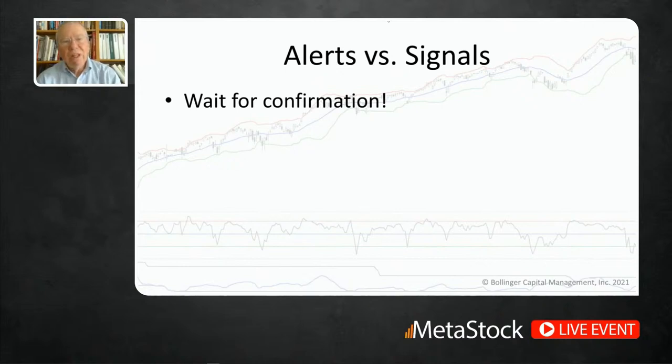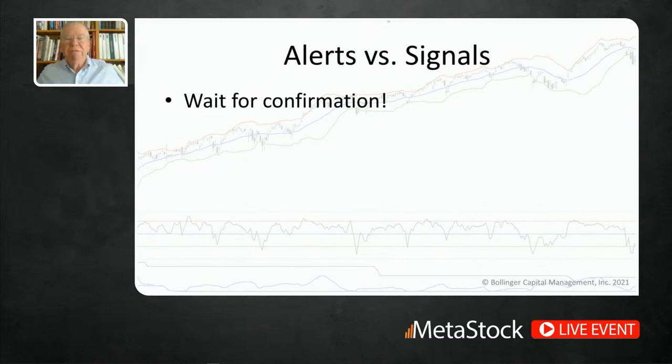So this is one of the most important slides in the entire presentation. Alerts versus signals. Wait for confirmation. Alerts are simply opinion. They're the opinion of the software. They're the opinion of the trader. They're the opinion of the investor. Signals are facts that have been created from opinions where the market has confirmed the opinion. And I can't emphasize this enough. We need to wait for the market to confirm our opinion.